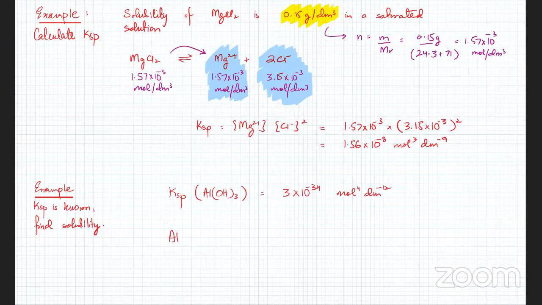So isko reverse mein kaisa karenge? You're going to do exactly the same thing. Aluminium hydroxide dissolves. So it produces 2 ions. One is Al3 plus. The other one is OH ions, 3 OH ions, aqueous.